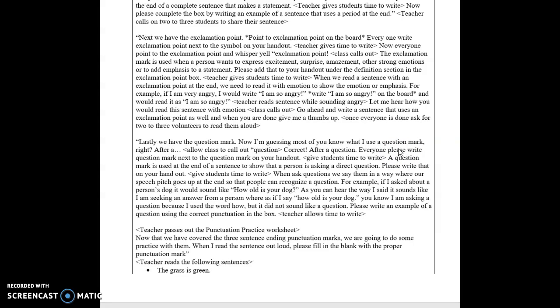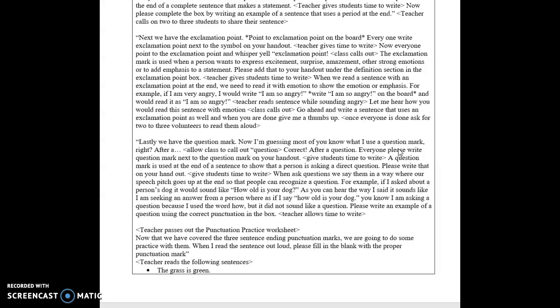Next, we have the exclamation point. I would point to the exclamation point on the board so that they can see specifically which one I am talking about. I would have everyone write "exclamation point" next to the symbol on their handout. Give them time to write. Then I would say, now everyone point to the exclamation point and whisper yell, "exclamation point." And the class would call out in a loud yell, "exclamation point."